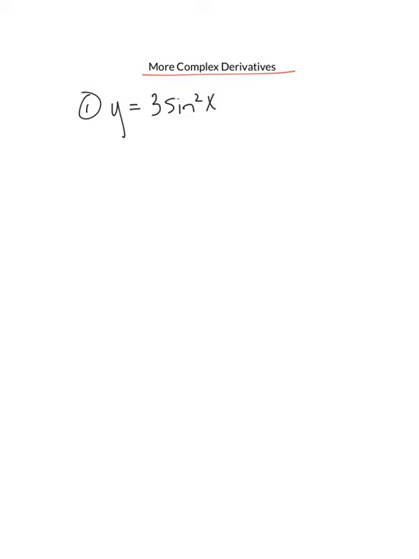All right, here are the solutions to the three problems that I gave you at the end of the last note. So our first example is y is equal to 3 sine squared x. We know that this is the exact same as writing 3 times sine of x squared. So a couple of things to note here.